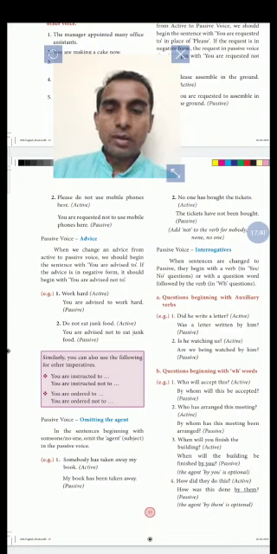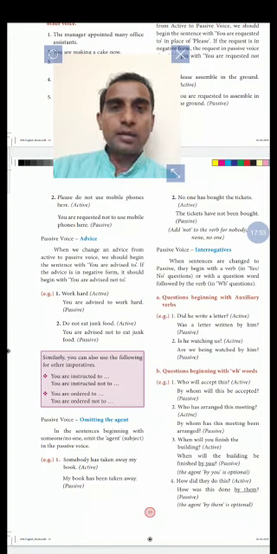And third one. When will you finish the building? When will the building be finished by you? So here see, when will you finish? So the subject will go as the object, and the building will come as a subject. That is what you do while you change from active to passive voice.